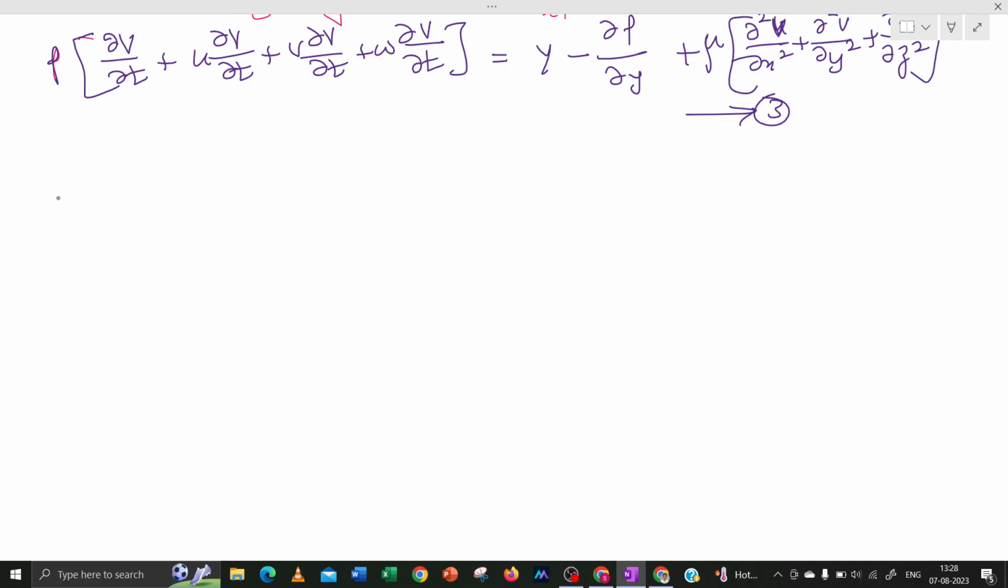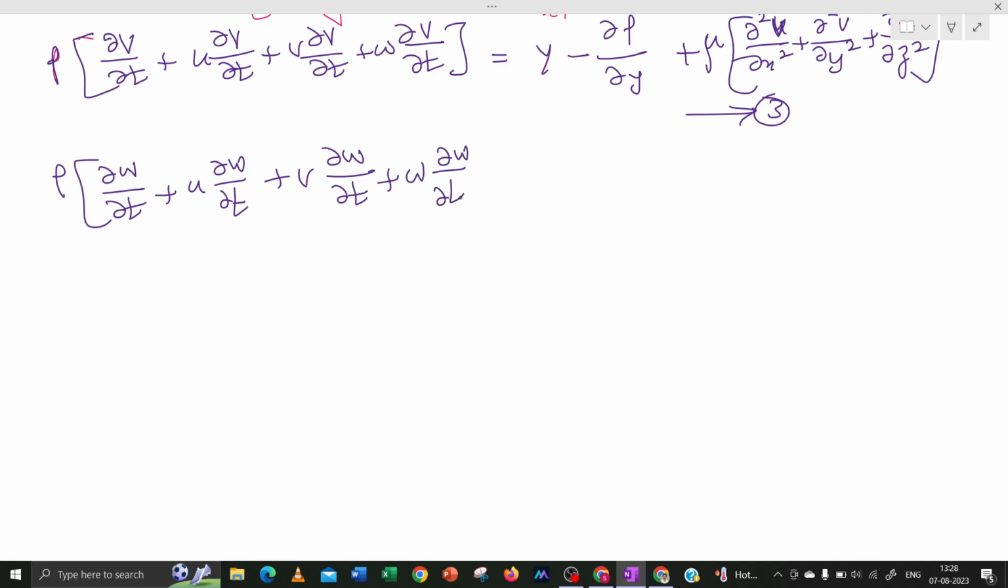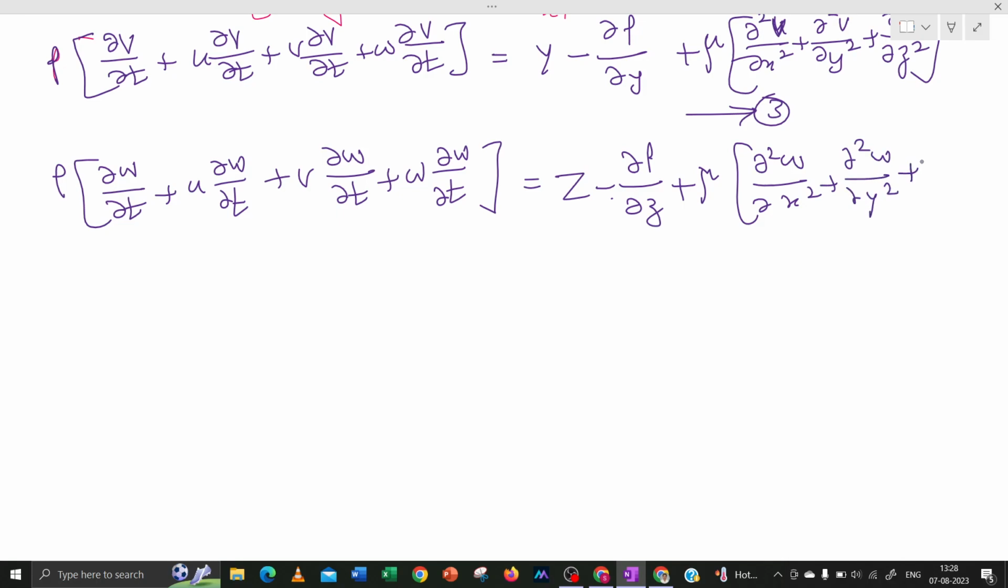Then rho ∂w/∂t plus u ∂w/∂x plus v ∂w/∂y plus w ∂w/∂z is equal to Z minus ∂p/∂z plus mu times (∂²w/∂x² plus ∂²w/∂y² plus ∂²w/∂z²), which is equation number 4.